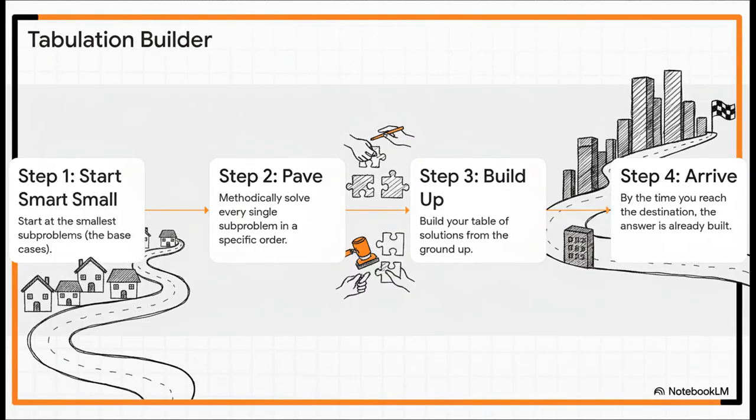Now let's switch hats and be the road builder. With tabulation, you actually ignore the final destination at first. You go to the smallest, easiest cities, the base cases, and solve them. Then you move on to the next set of cities, using the roads you just paved to solve them. You just keep building, methodically, solving every single subproblem in a predetermined order. By the time your grid reaches the destination city, the answer is just sitting there, waiting for you.